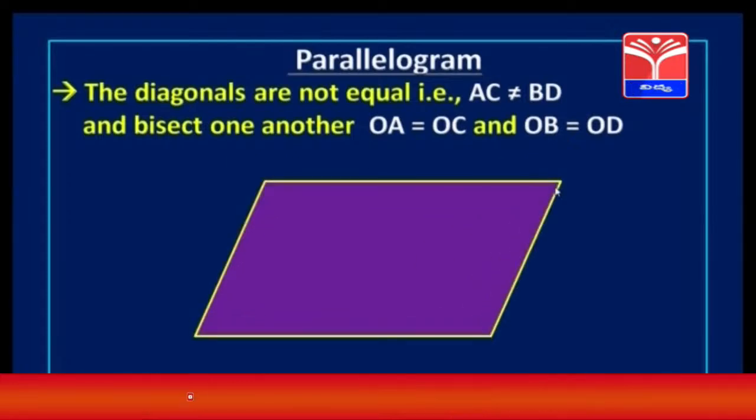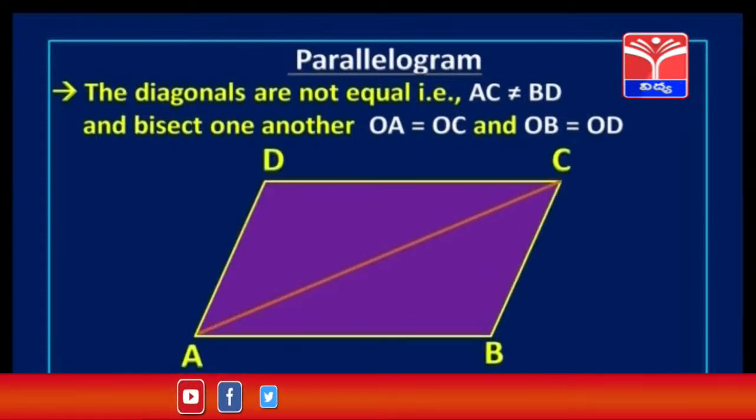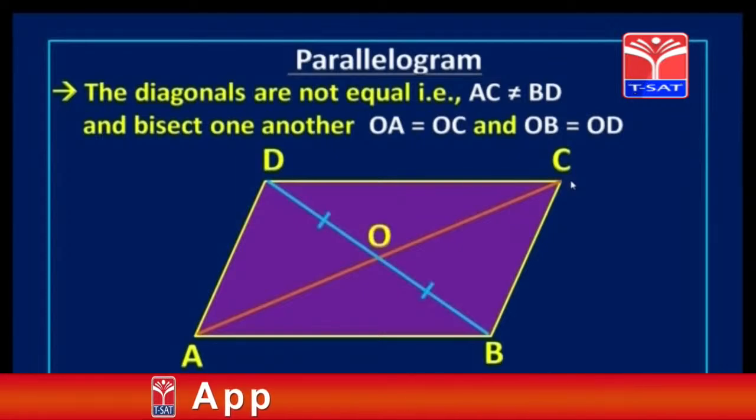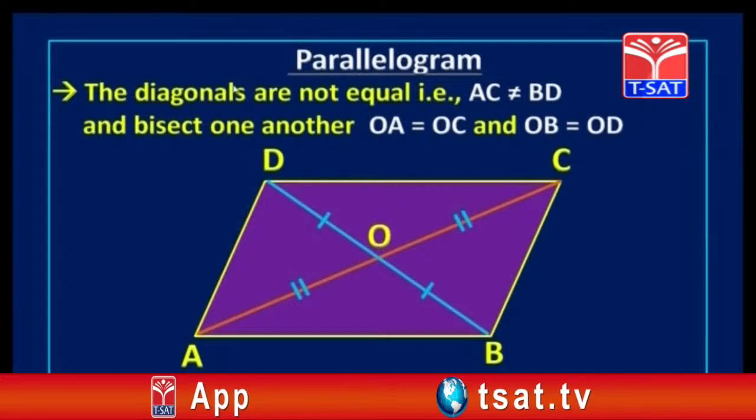The diagonals are not equal. Children, I am taking here ABCD parallelogram. AC is one diagonal, BD is another diagonal. Are they equal, children? No. So I can say AC not equal to BD. But what you are observing here? Yes, they are intersecting at O and they are bisecting one another.